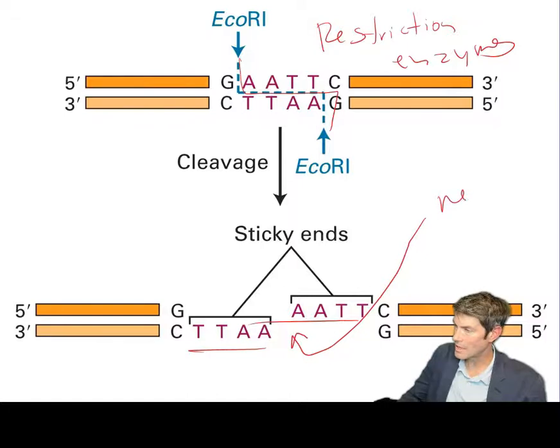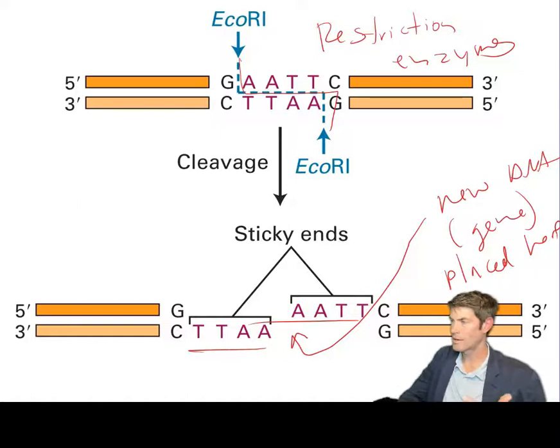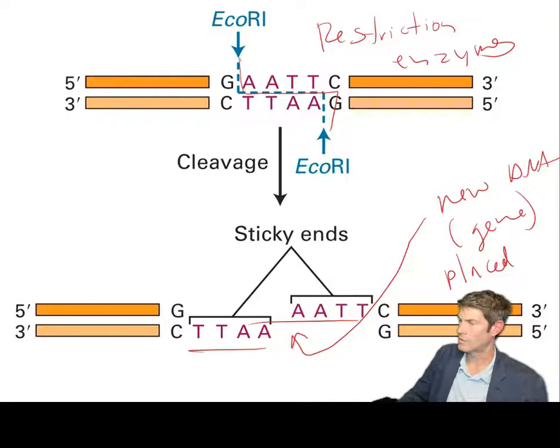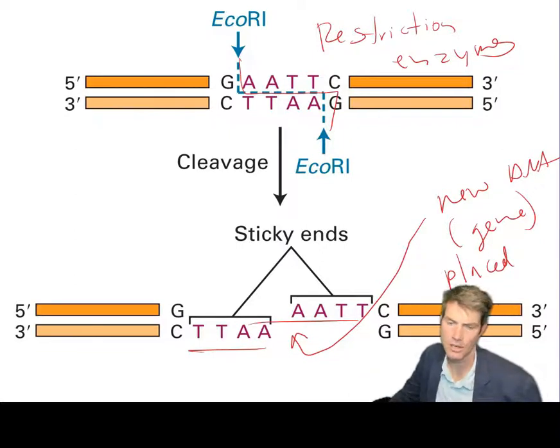So the new DNA, like a gene, would be placed here. And then the organism could go ahead and read that DNA and make whatever protein it codes for. Pretty wild. This is what people talk about with genetic engineering, non-organic foods primarily. They're talking about foods that have used this kind of technique to change them.